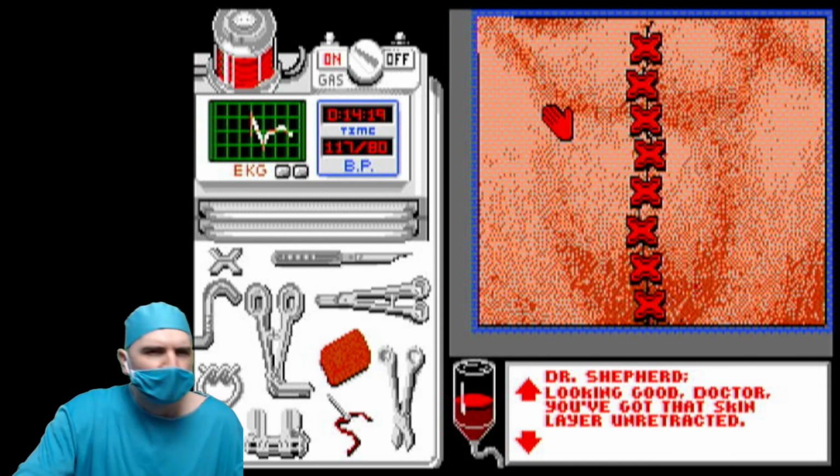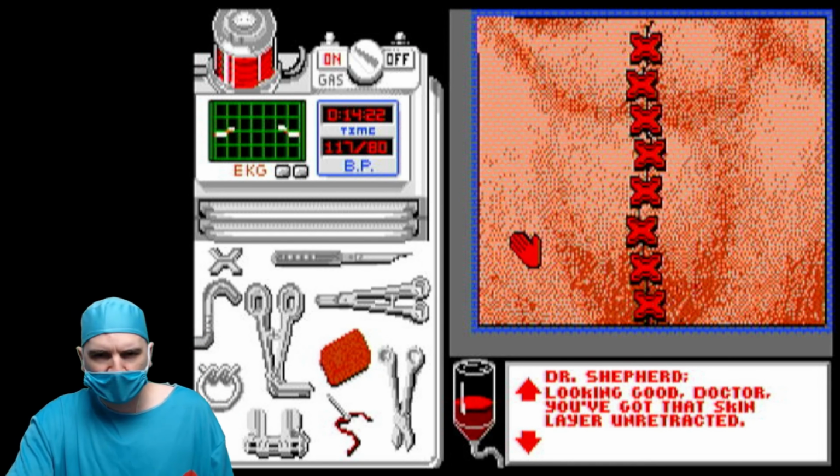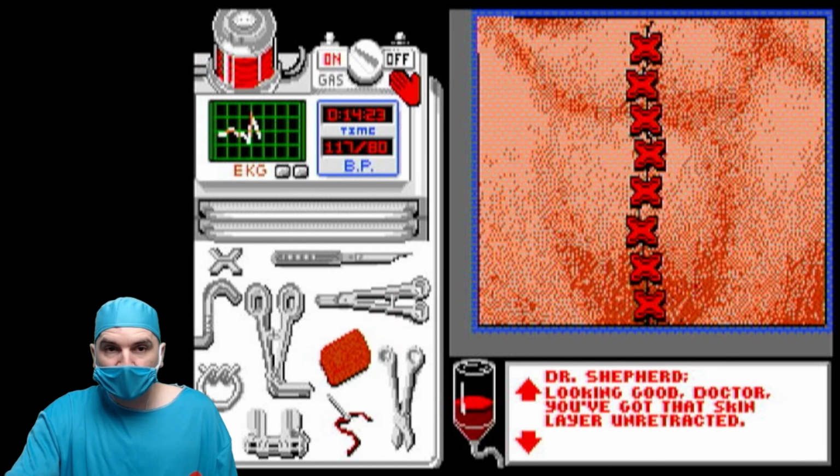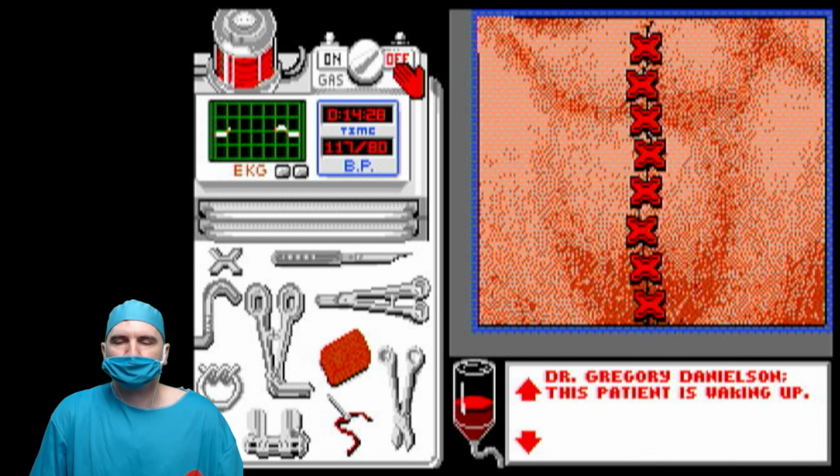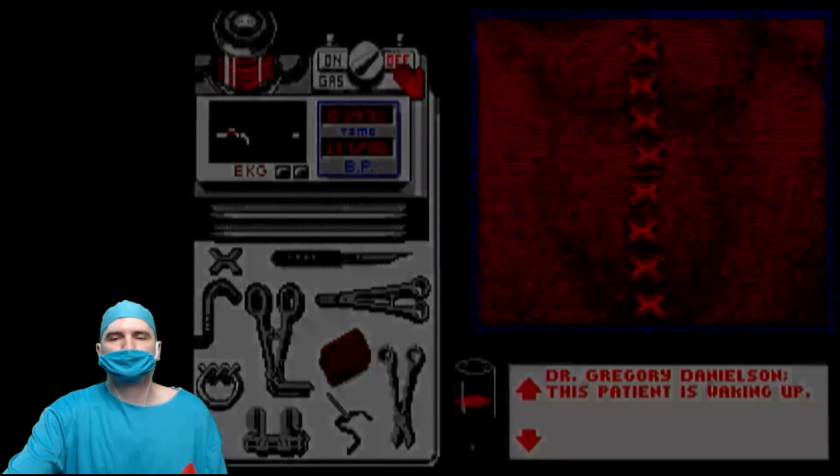That's good. 14 minutes. So, now we can turn off the gas. Anesthetic off. I hope this is correct. The patient is waking up. Looks good.